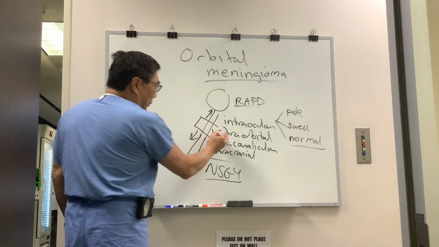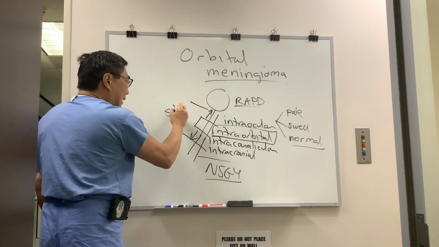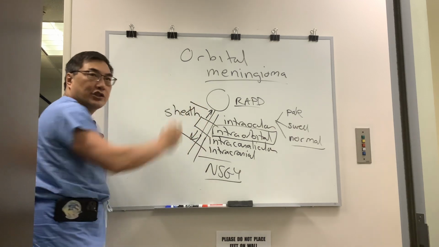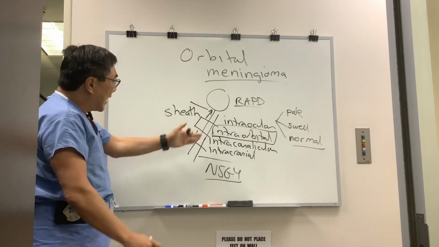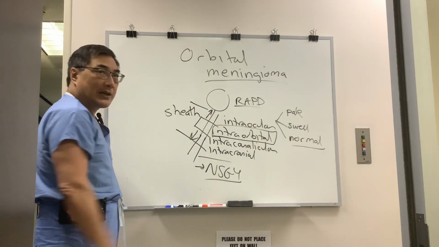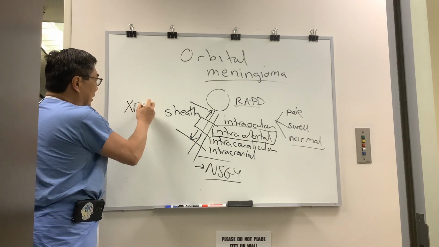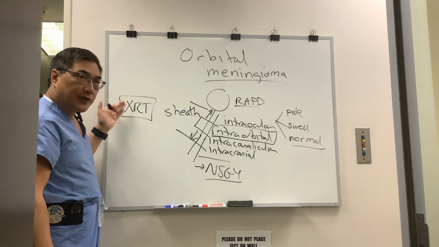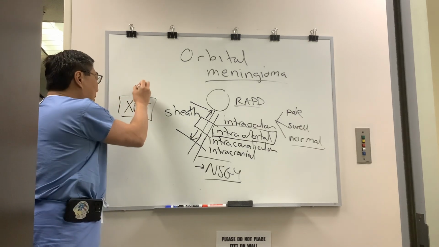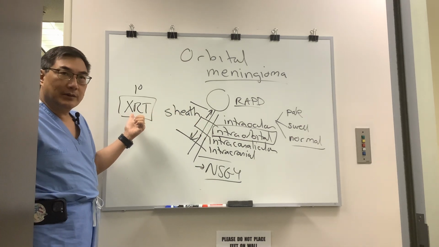In the intraorbital component, if it's strictly in the orbit, that thing we call a sheath meningioma because it's only in the optic nerve sheath. And that one's important for neurosurgery because we don't operate that. So that's treated with either observation for progression, or if there's already progression, or if the goal is to save the vision, the primary therapy for orbital sheath meningioma is radiation therapy.